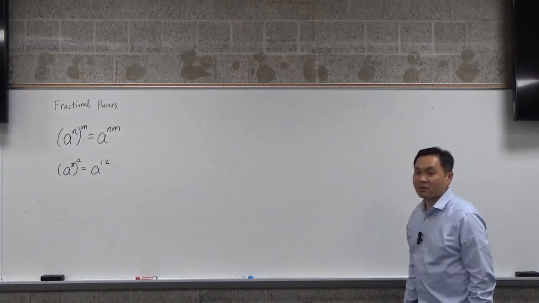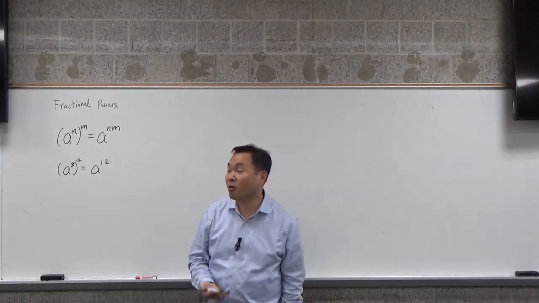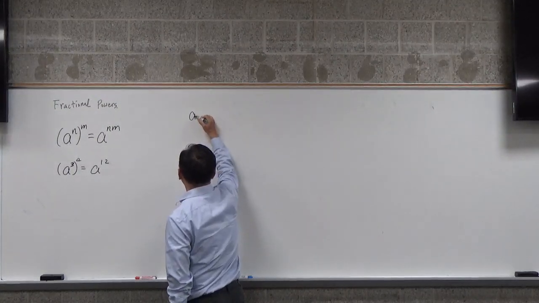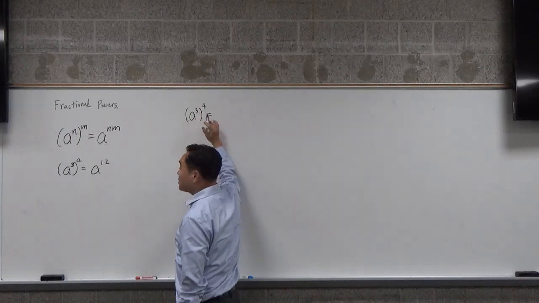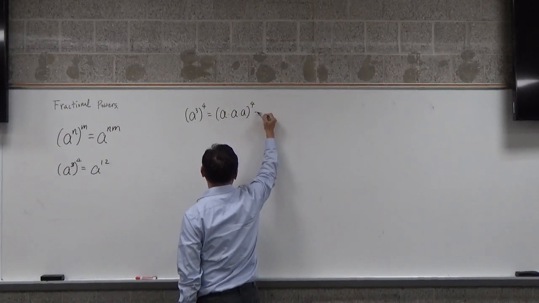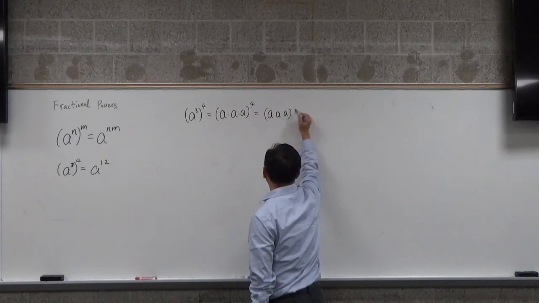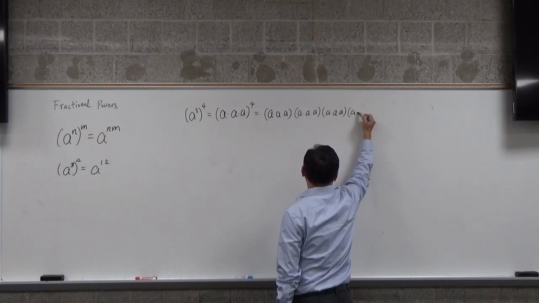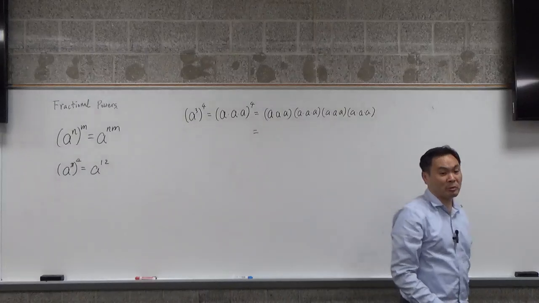Now, why does that work? You don't have to know why it works, but if you know it, it's helpful, right? So let me try to explain why this is the same as that. If you have a to the third power to the fourth power, what does a to the third power mean? A times a times a, right? You get the fourth power, and the fourth power means this is now repeated 4 times, right? And now count how many times a has been multiplied.